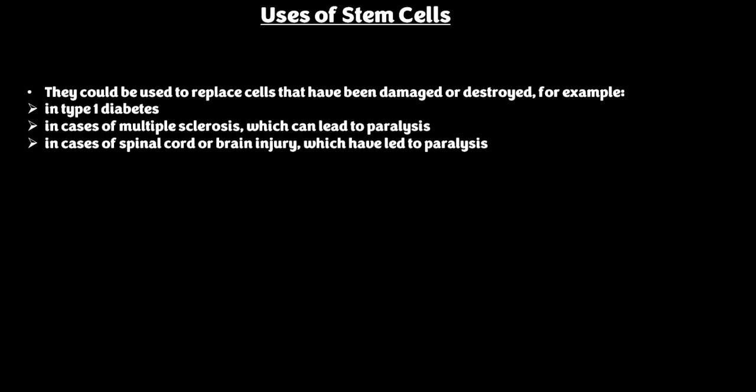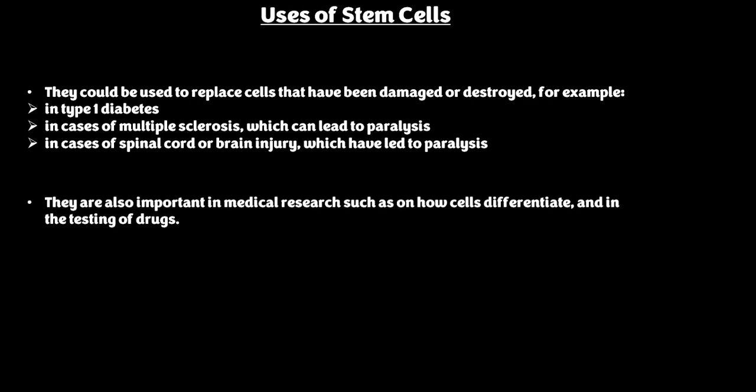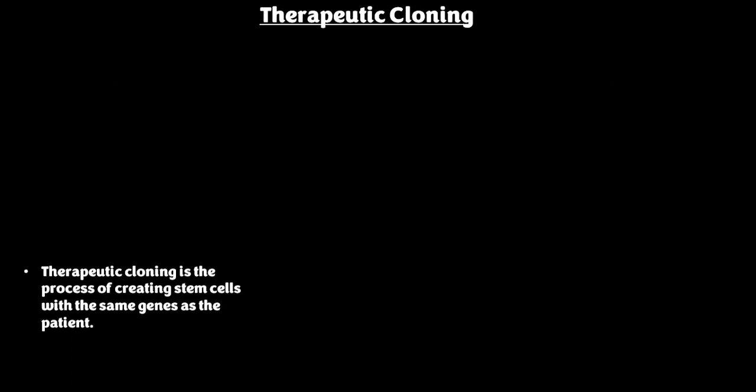Let's look at the uses of stem cells. They can be used to replace cells that have been damaged or destroyed, for example, in type 1 diabetes, in cases of multiple sclerosis which can lead to paralysis, and in cases of spinal cord or brain injury which have led to paralysis. They are also important in medical research such as on how cells differentiate and in the testing of drugs. Now let's look at therapeutic cloning.